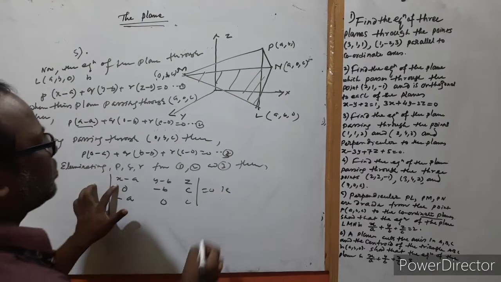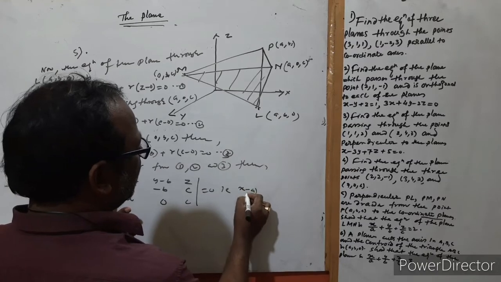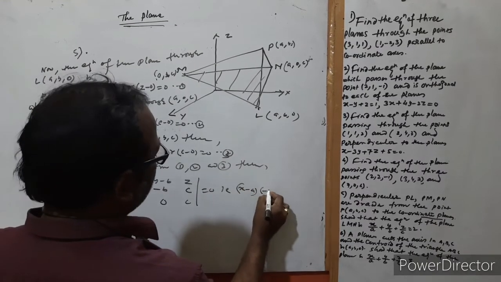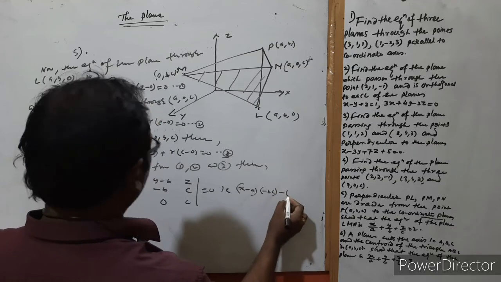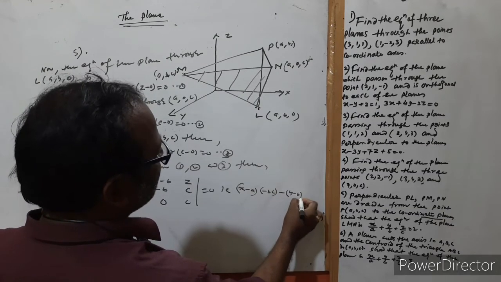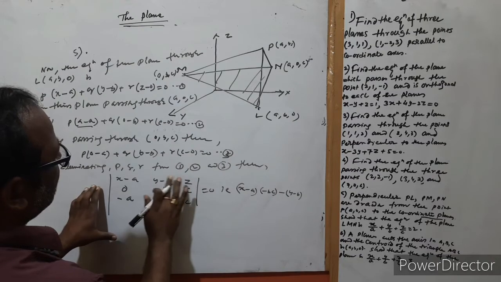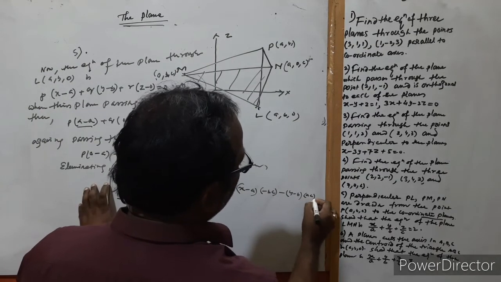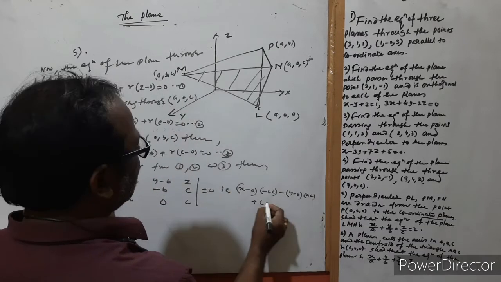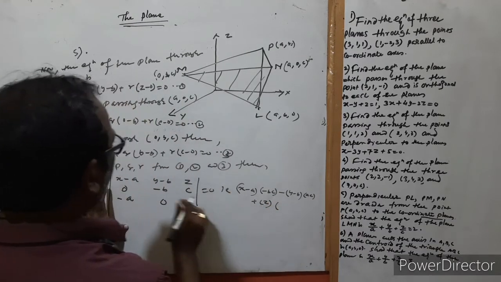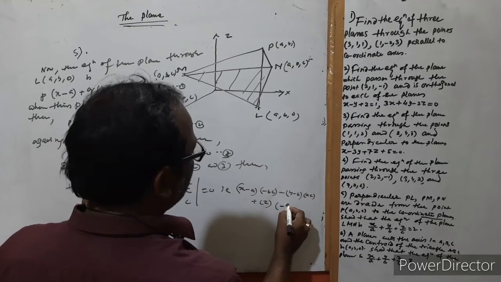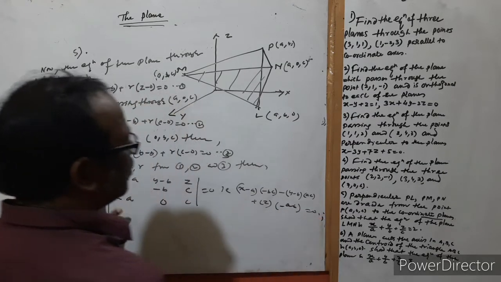That is, (x minus a) into this, which gives minus bc; then (y minus b) times 0 plus ac; and z times (0 minus ab), equal to 0.